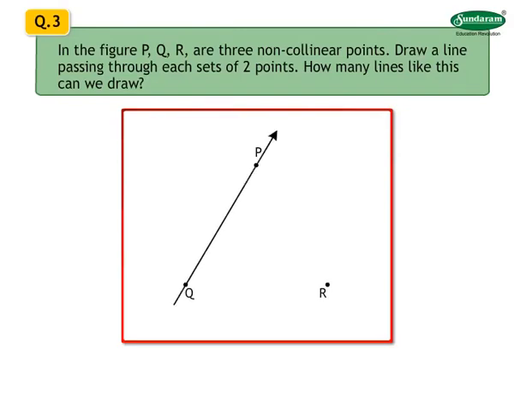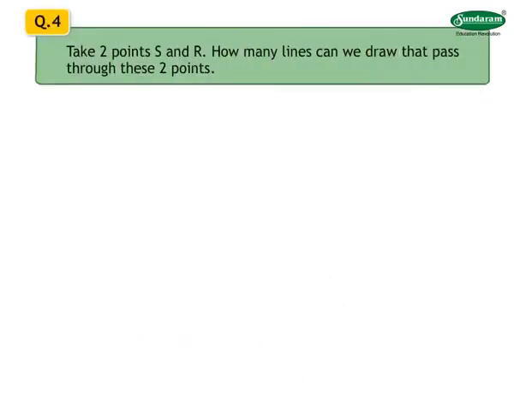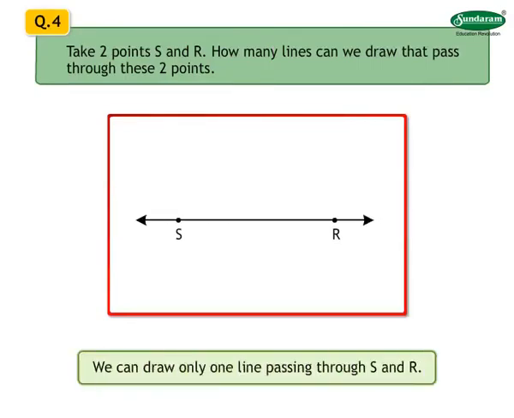Join PQ, QR and PR. We can draw 3 lines passing through each set of 2 points. Number 4. Take 2 points S and R. How many lines can we draw that pass through these 2 points? We can draw only 1 line passing through S and R.